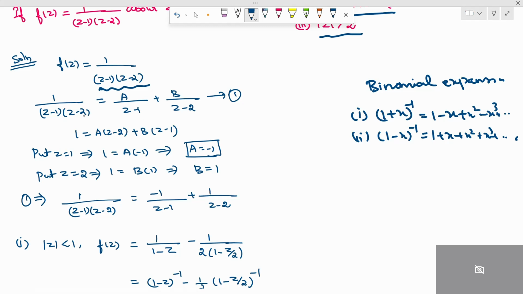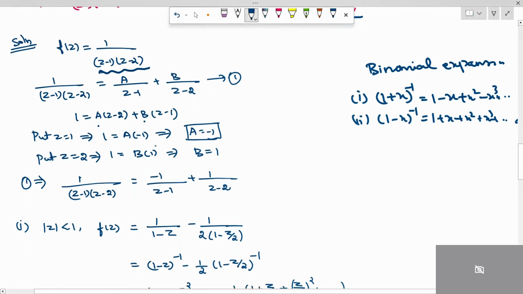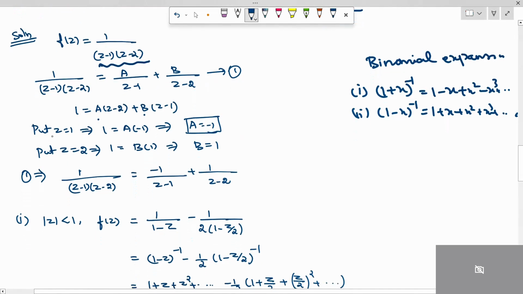First, using the partial fraction method, we can split into two parts: 1 by (z minus 1)(z minus 2) equals a by (z minus 1) plus b by (z minus 2), equation 1. This can be written as 1 equals a into (z minus 2) plus b into (z minus 1), and then calculate a and b by putting z equal to 1 in this equation. The second term will be 0, and in the first term we get minus a. The left hand side is 1, therefore a is equal to minus 1.